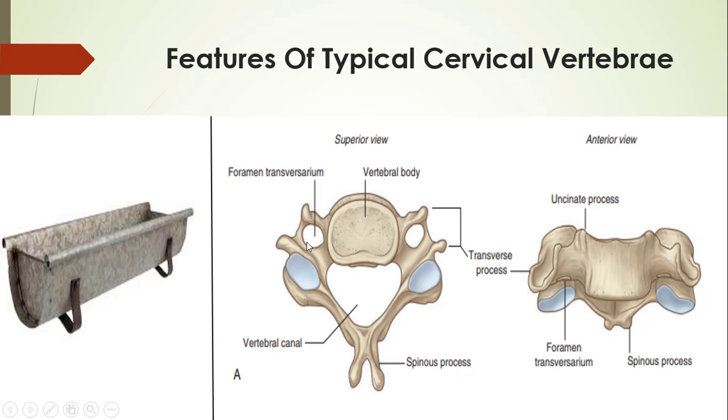Then we have the transverse process. It is trough-shaped. Trough, like this container that animals use to drink or eat, and it is perforated by rounded foramina transversaria. Now let's take a look at this spinous process. It's short and bifid. Finally, the vertebral foramen is triangular in shape. So features of typical cervical vertebrae: short vertebral body, concave upwards, convex downwards, square shaped. The transverse process is trough shaped and perforated by a rounded foramen transversarium. The spinous process is bifid and short, and the vertebral foramen is triangular in shape.